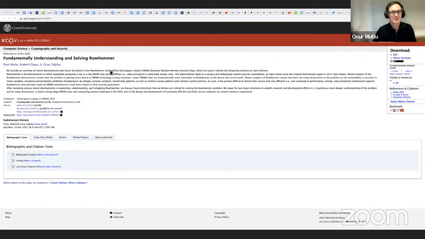Yeah, basically, this is the paper. It's going to appear in January, but it's already on arXiv. And if people are interested in, let's say, the cutting edge status of RowHammer, you can take a look at it.